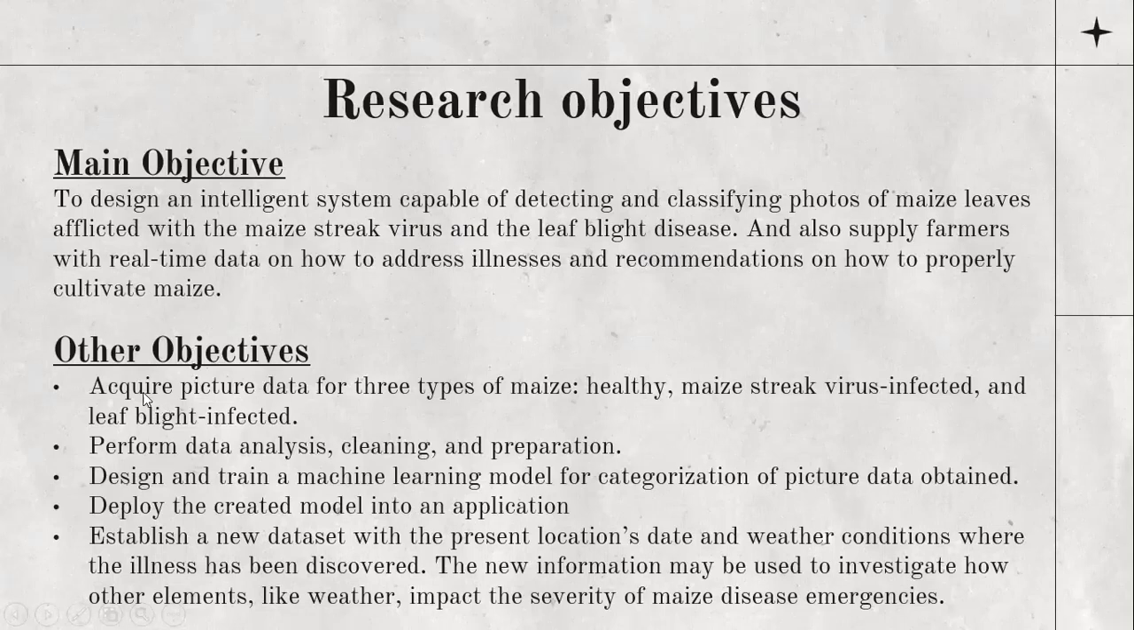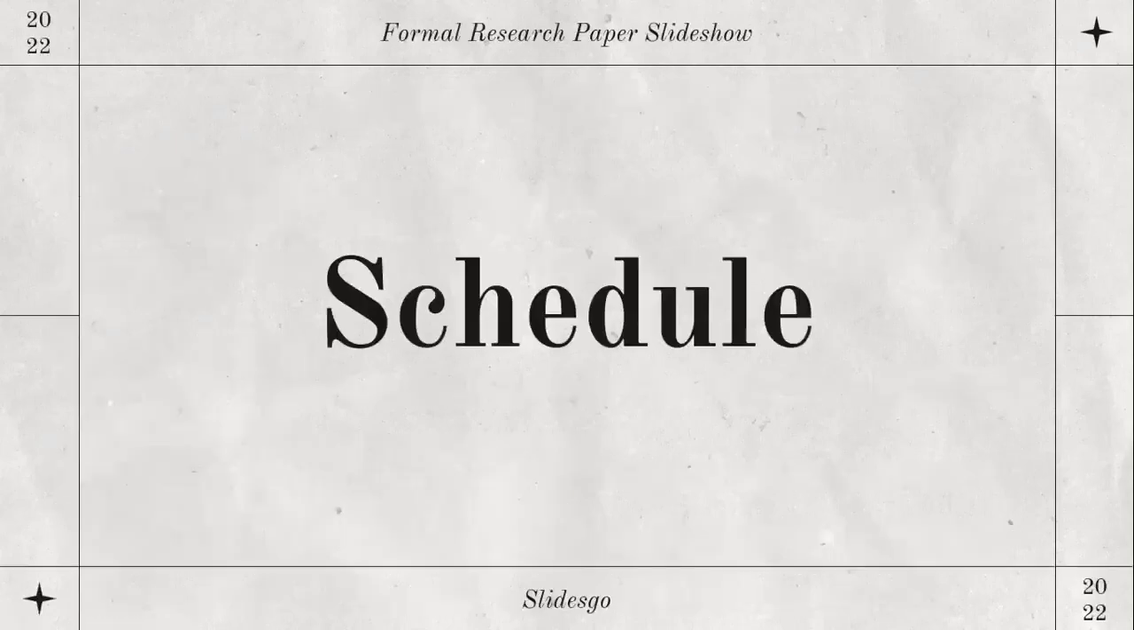Other objectives include acquiring picture data for the three classes: healthy, maize streak virus, and leaf blight. We shall also perform the data analysis, cleaning, and preparation. We also want to design and train a machine learning model for categorization of the data, and deploy our model on a mobile application. We shall also establish a new data set that will be used to show how other factors affect the emergence of these diseases.